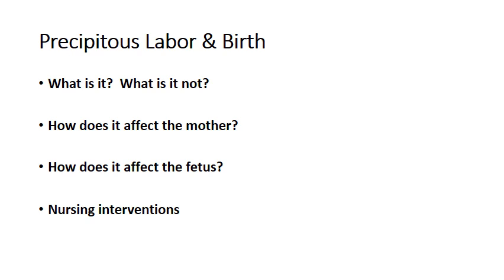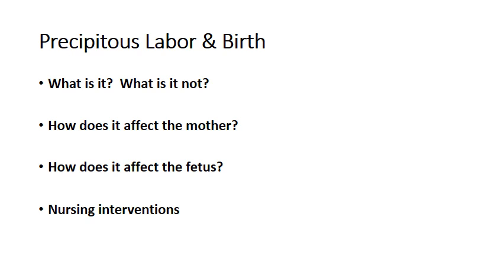So how does precipitous labor affect the fetus? Well, it's very stressful. These contractions are very strong and very close together, so they might pass meconium, which might lead to meconium aspiration. All that pressure on the fetal head from moving through the pelvis so fast can actually cause intracranial trauma. So some of the nursing interventions would be to watch these patients very closely if you know they have a history of precipitous delivery.